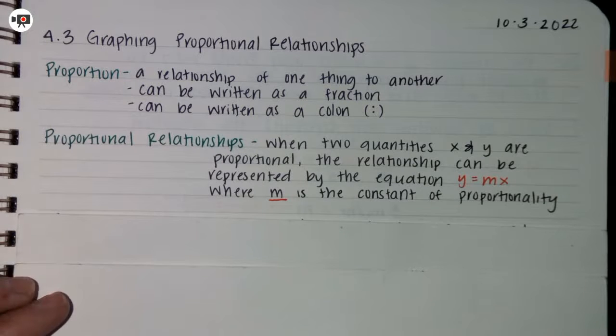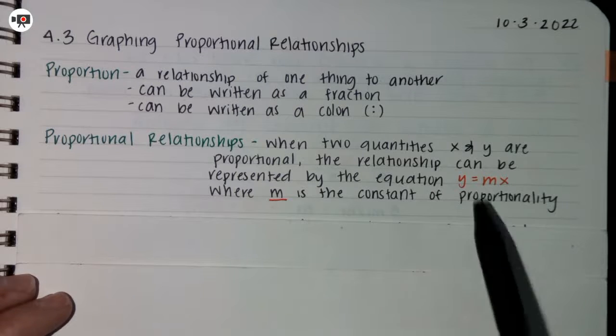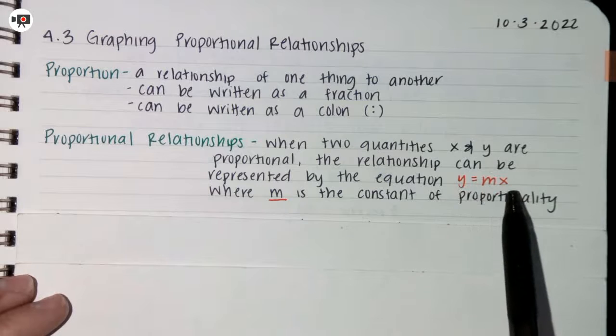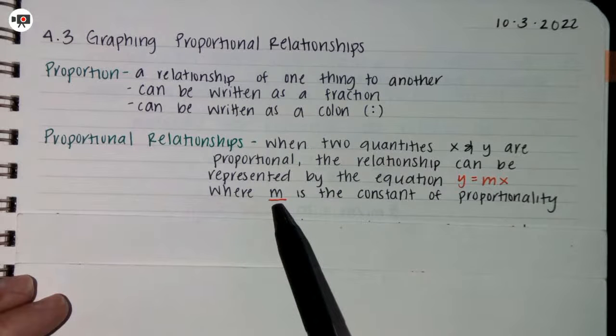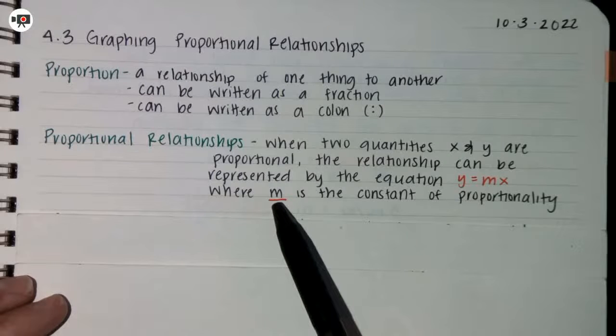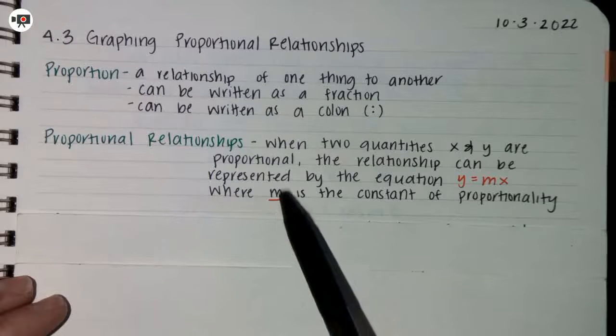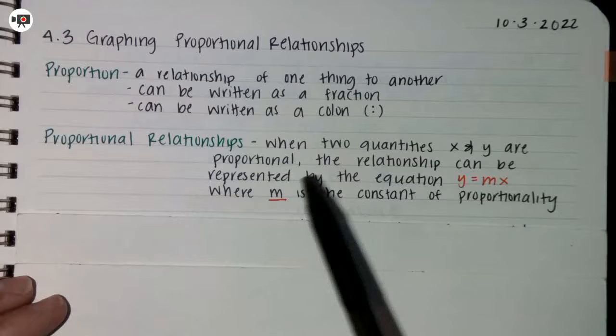A proportional relationship is when we have two quantities, x and y, and those are proportional. The relationship can be represented by the equation y equals mx, where m is the constant of proportionality. We also know that m is slope. So if we're given a rate or a slope, we are going to use that when we are graphing.